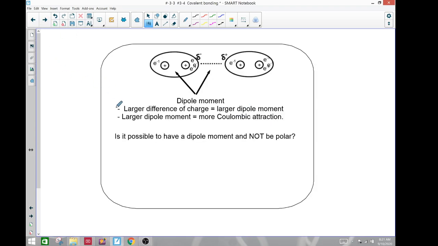All right, so dipole moment. Larger difference of charge equals larger dipole moment. Larger dipole moment equals more Coulombic attraction. Is it possible to have a dipole moment and not be polar? And the answer is yes. All right, okay. Just in this case, you can have a dipole moment and it can be small.